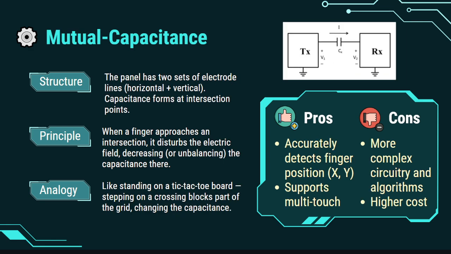In mutual capacitance, there are two sets of electrodes, horizontal and vertical. Capacitance appears at each intersection. A finger disturbs the electric field there, lowering the capacitance. Think of it like standing on a tic-tac-toe grid. Stepping on a cross point blocks part of the field. This allows accurate touch detection and supports multi-touch, but the design is more complex and expensive.